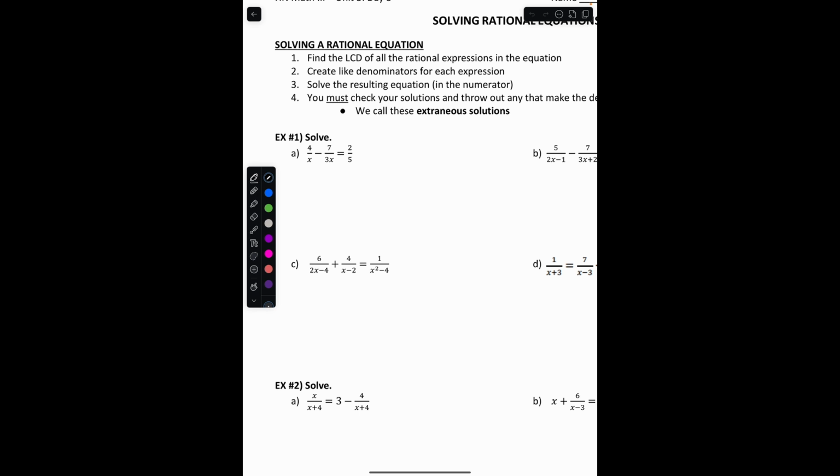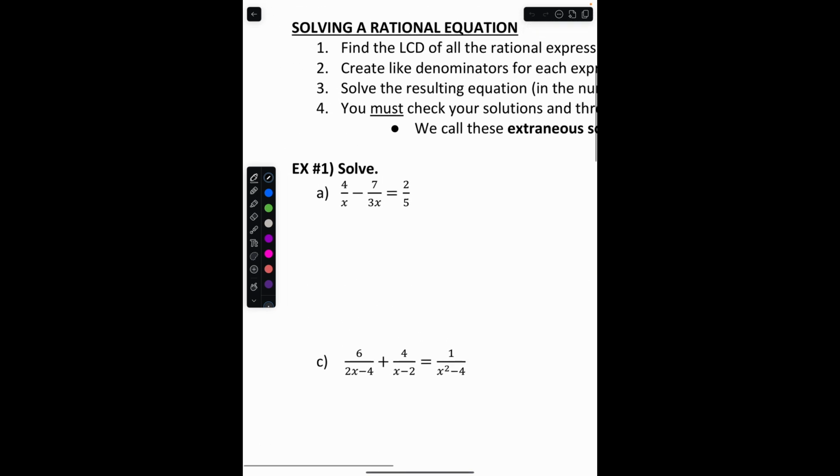All right, let's look at this very first problem here. I see that I have fractions all through it, and I don't like fractions. So I've got to find a common denominator that I can multiply everything by so that the fractions disappear.